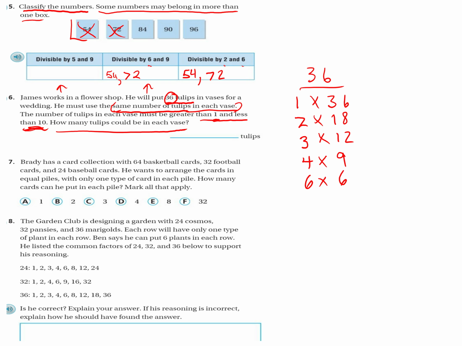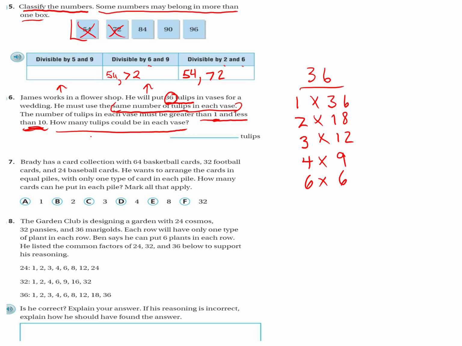Close, but no. What about 8? 8, 16, 24, 32, 40. No. What about 9? Yes, and I already got 9, so I know I am finished. Now, here's all the factors.